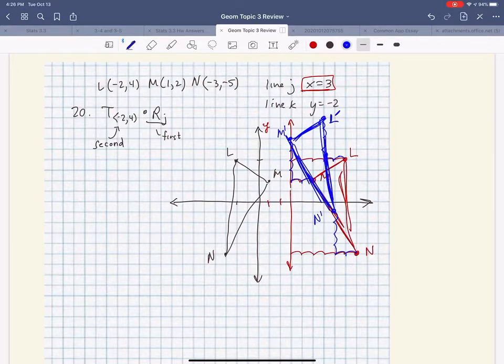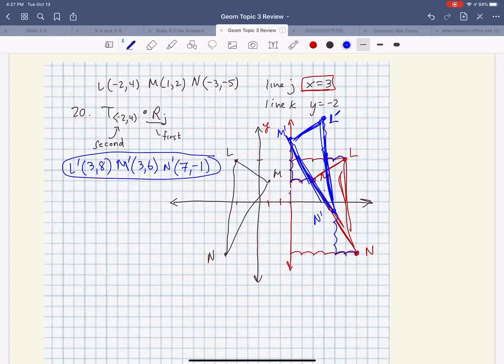And I can read off my coordinates. So L prime is 1, 2, 3, 4, 5, 6, 7, 8: (3, 8). M prime is 1, 2, 3, 1, 2, 3, 4, 5, 6: (3, 6). And N prime is 1, 2, 3, 4, 5, 6, 7, down 1.